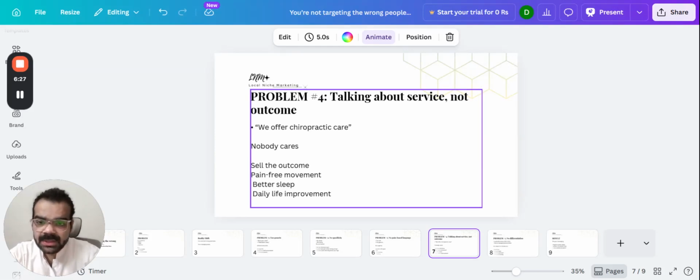Problem number four is talking about the services and not the outcome. People don't care about what you are offering as a service. They just want to see what kind of outcome your treatment can provide to them. If you are saying that we offer this and that service, they are definitely not going to be interested. If you curate your messaging in a way that gives them the specific outcome that they are looking for, then definitely they are going to be your patient. It's just that simple.